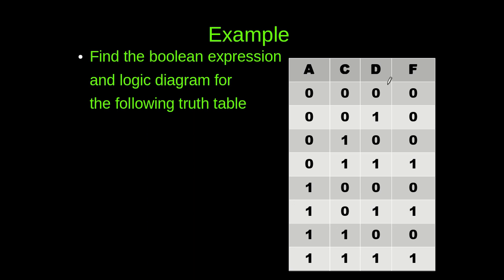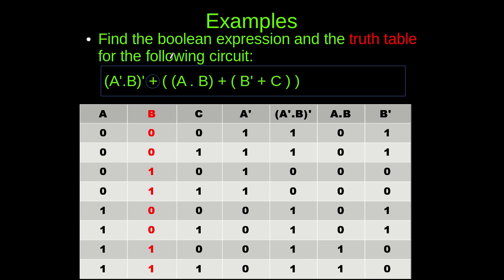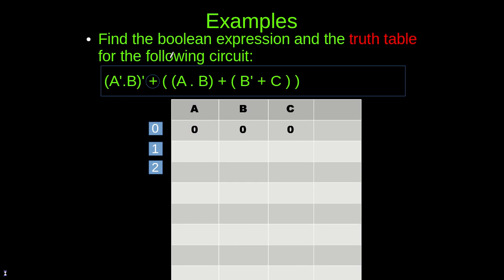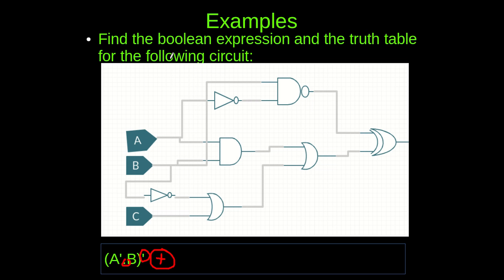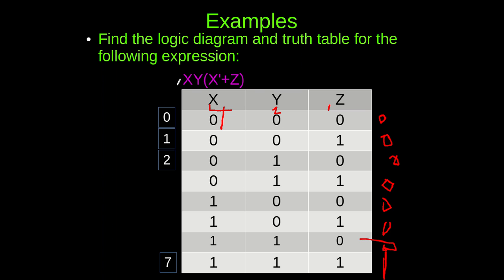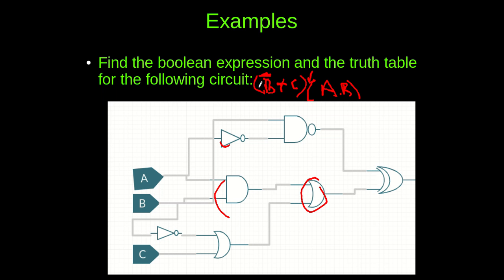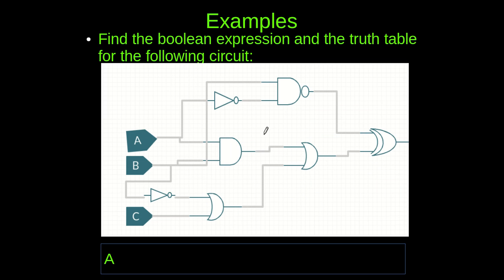But remember, we have 3 ways to describe circuits. First was a Boolean expression, logic diagram, which is the drawing of the gates, and the truth table. Now find the Boolean expression. The first example, I gave you a Boolean expression and told you to give me the other 2. This was the first example, and we did that. Then I gave you a logic diagram. I told you to give me the truth table and the Boolean expression.